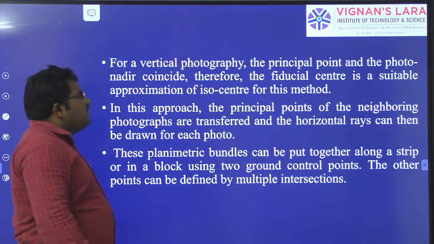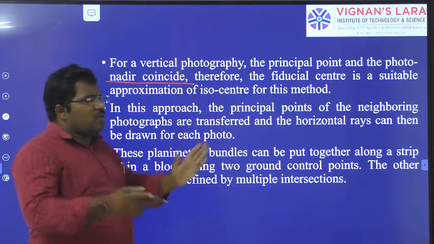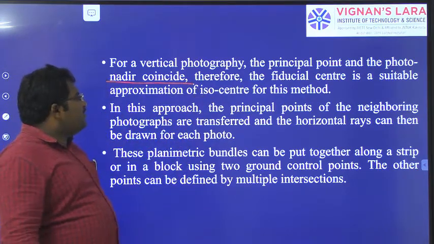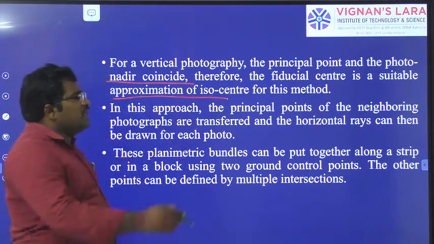So for a vertical photograph, the principal point and the photo nadir coincide, okay? So both will coincide. Therefore, the fiducial center is a suitable approximation of the isocenter. If it is taken vertically, no?